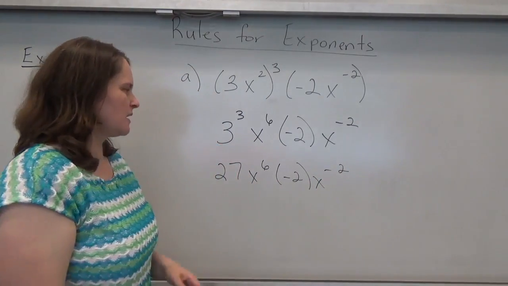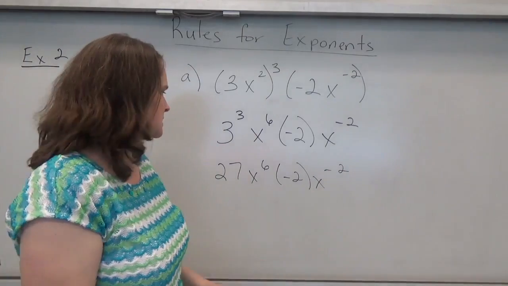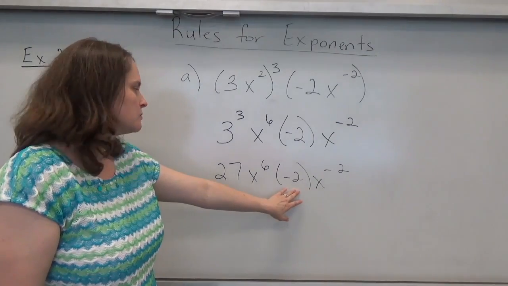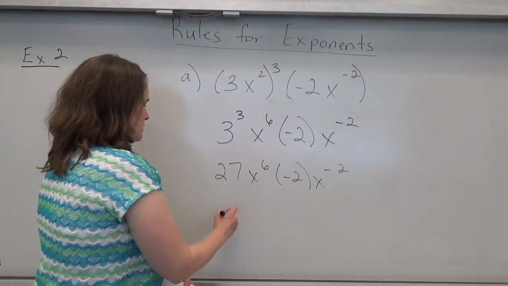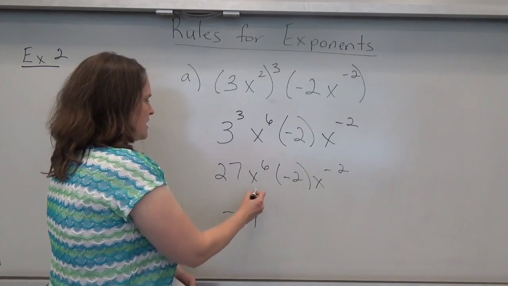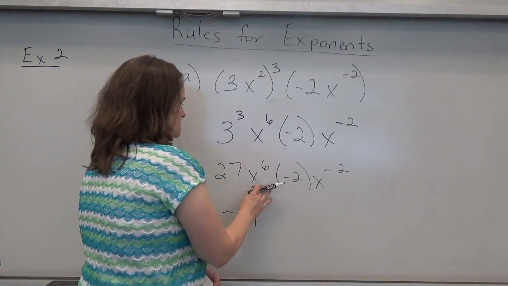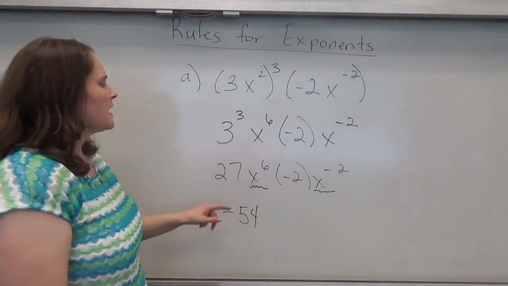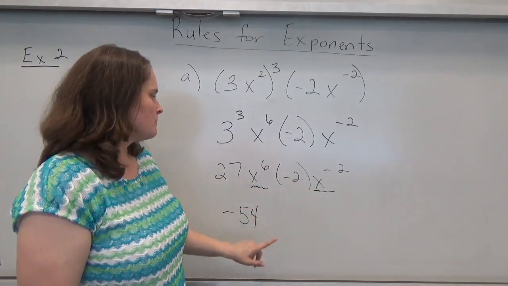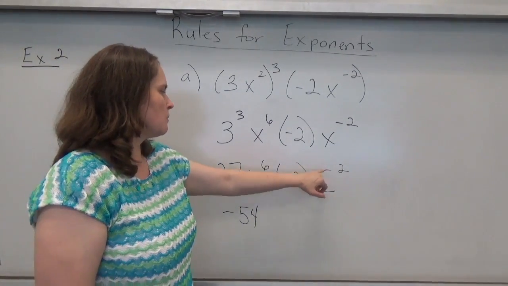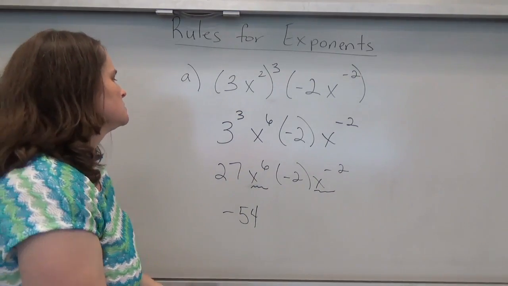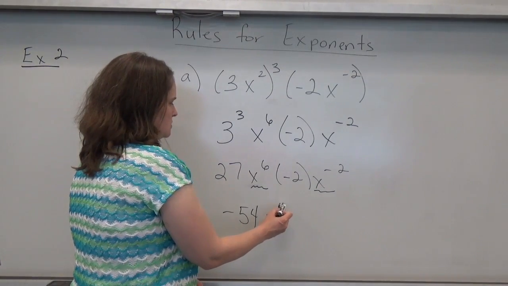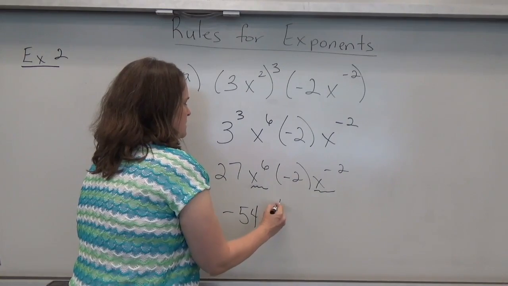And then, if I want to, I can rearrange my coefficients and my bases together. So I know 27 times negative 2, I could put those together and multiply those. That would give me negative 54. And then x to the sixth times x to the negative second. I'll do this little squiggly line so it doesn't look like I'm putting fractions in there. I'm multiplying like bases, so my rule tells me I want to add my exponents, so it will become x to the positive fourth. And that is my answer. Make sure that's big enough everybody can see it.